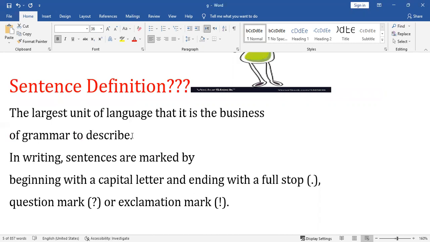In writing, sentences are marked by beginning with a capital letter and ending with a full stop or a period, question mark or exclamation mark. يعني الجملة في الكتابة بتبدأ ب capital letter لو بنسميه upper case حرف الكابيتال وتنتهي إما بفول stop أو بquestion mark or exclamation mark. يبقى ده يعني تعريف مبسط للجملة.